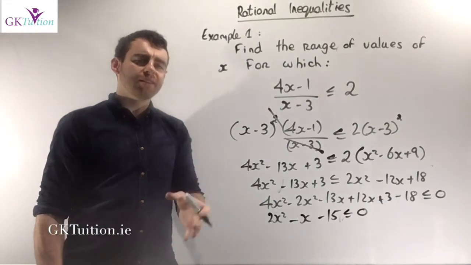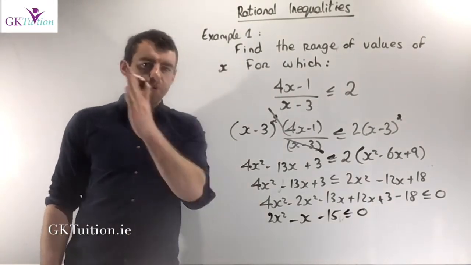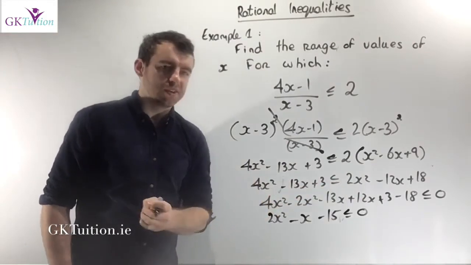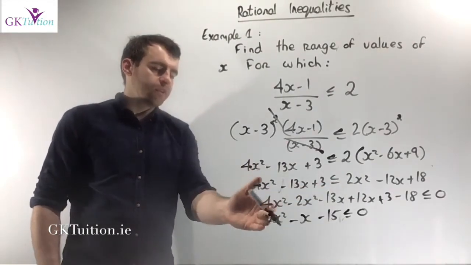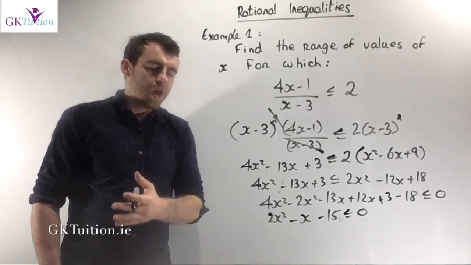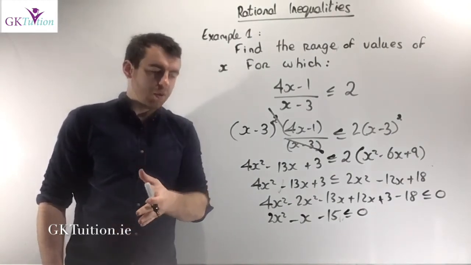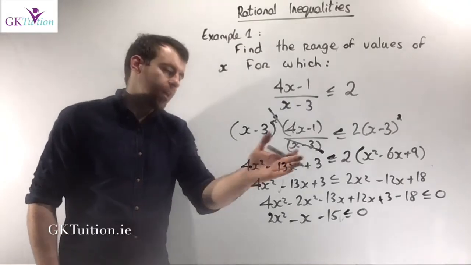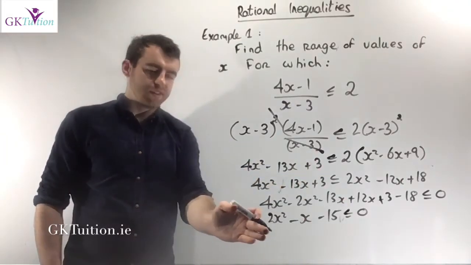You should recognize this as exactly the same as what we did in the previous video. Now I have a quadratic less than or equal to 0. In order to identify where this quadratic is less than or equal to 0, I'm first going to let it equal 0, factorize and solve it to find the roots, and then sketch my graph, and I'll be able to identify the answer to this.